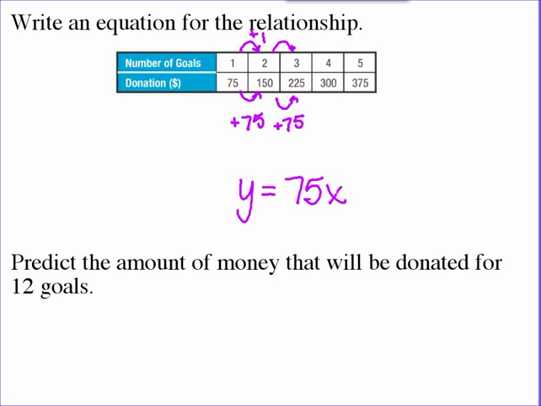75 times x. So I want you to predict the amount of money that would be donated for 12 goals.